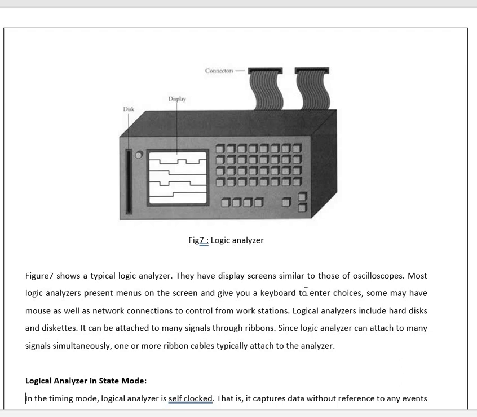So these logic analyzers have display screens similar to those of oscilloscopes. Most logic analyzers present menus on the screen and give you a keyboard to enter choices. Some may have a mouse as well as network connections to control from workstations. Logic analyzers include hard disk and diskettes. It can be attached to many signals through a ribbon. Since a logic analyzer can attach to many signals simultaneously, one or more ribbon cables are typically attached to the analyzer.